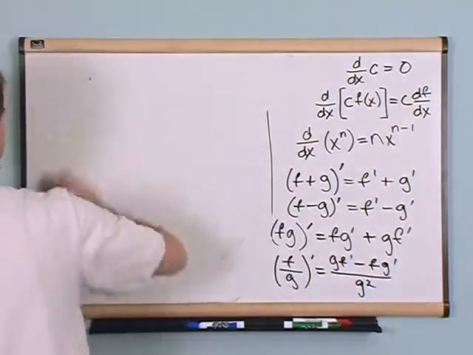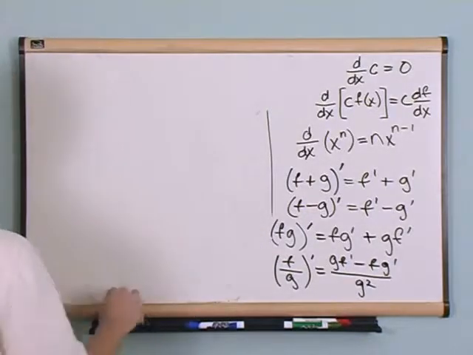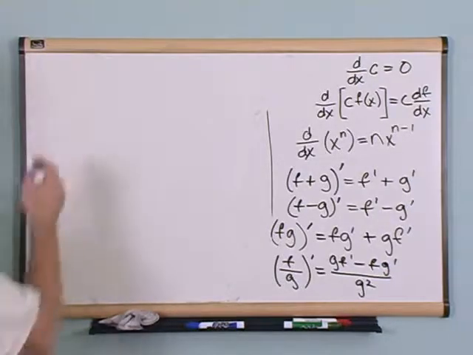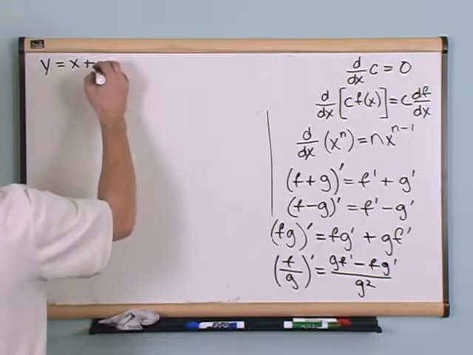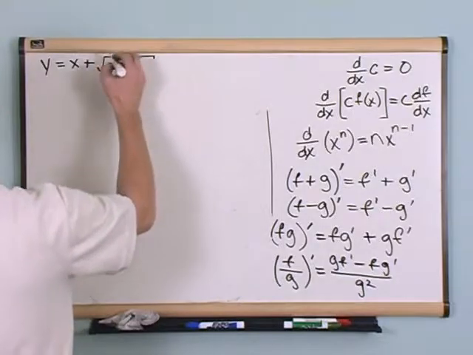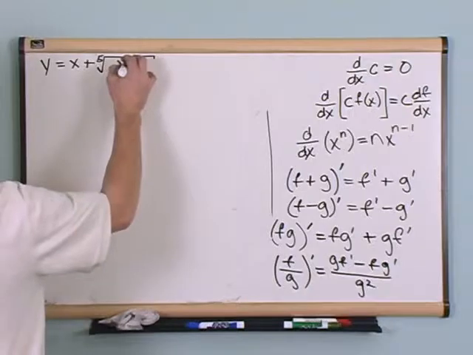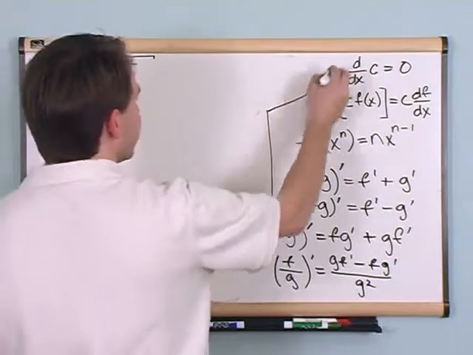Okay, I want to do a couple of quick other problems here, just to kind of drill this stuff in. What if you have y is equal to x plus the 5th root, that's what I mean by the 5 up here, of x squared? Okay. How do I take the derivative of this?